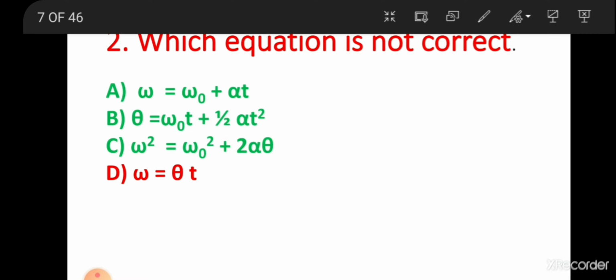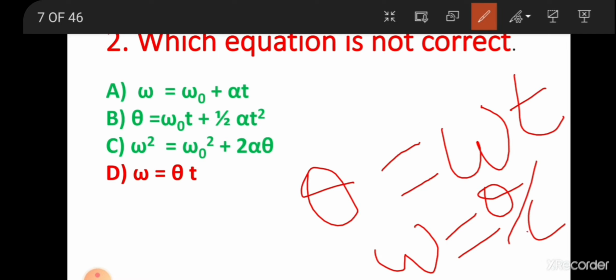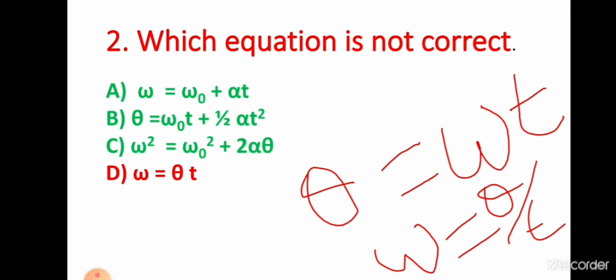In D we must have theta is equal to omega into t, because omega is velocity, velocity is distance upon time taken, and distance in rotational dynamics is theta. So this formula is incorrect. We must have theta is equal to omega into t.